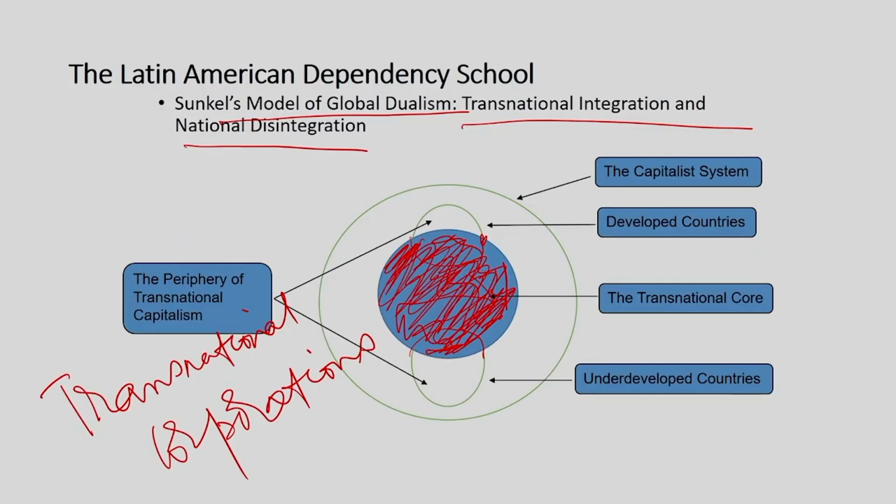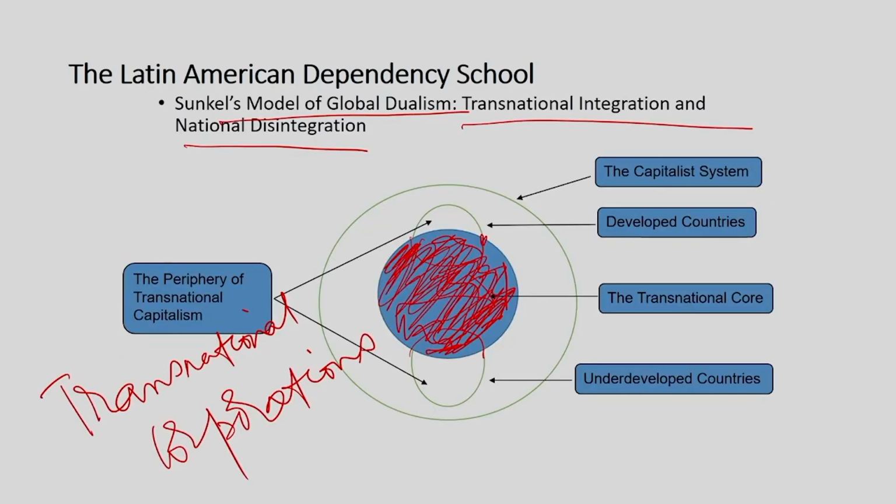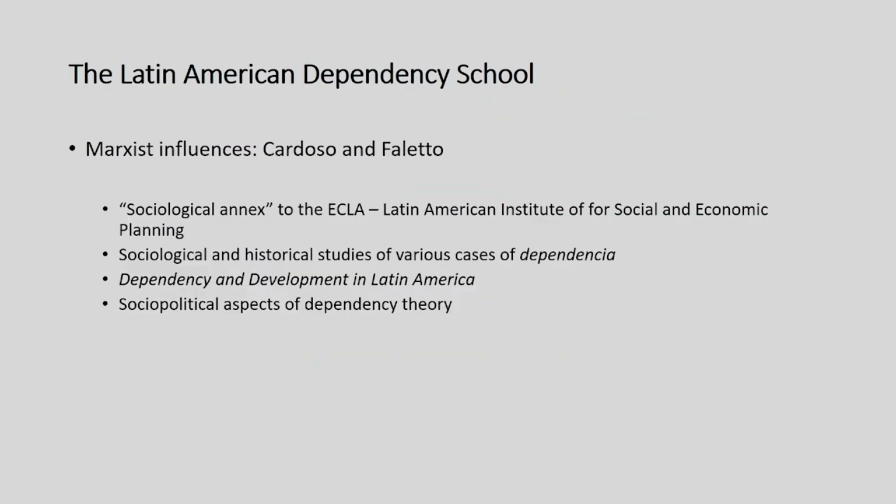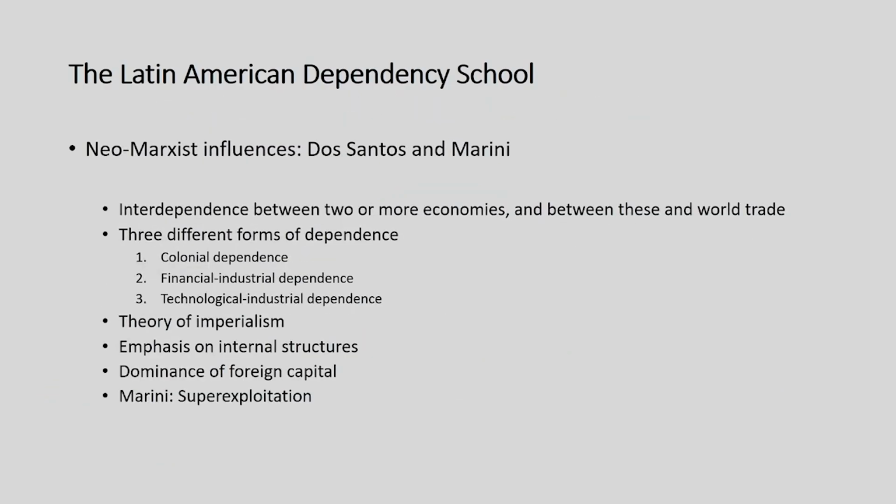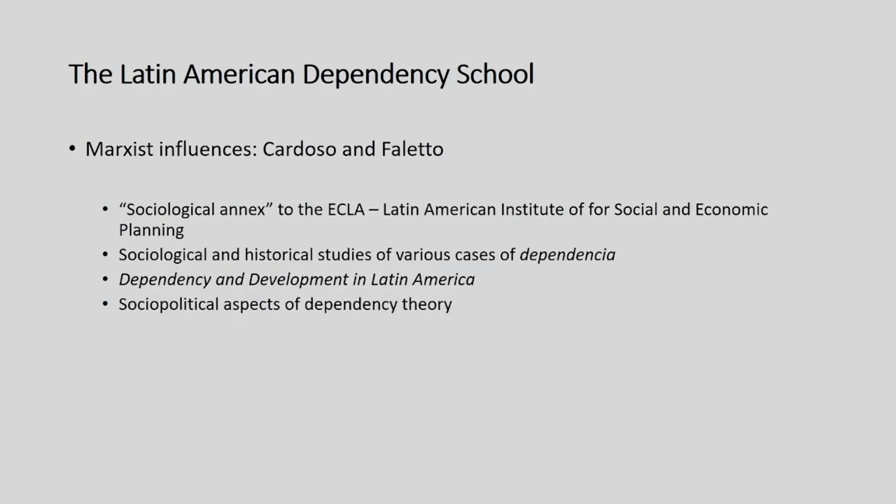In this sense, we are discussing a critique of modernization theory through the lens of the Latin American debates on underdevelopment. As we have discussed, the radicalization of the ECLA analysis came through the works of Furtado and Sunkel. Then we discussed Sunkel's model of global dualism through transnational integration and national disintegration. Very quickly, we'll try to look at the Marxist influences so far as the Latin American dependency school is concerned.